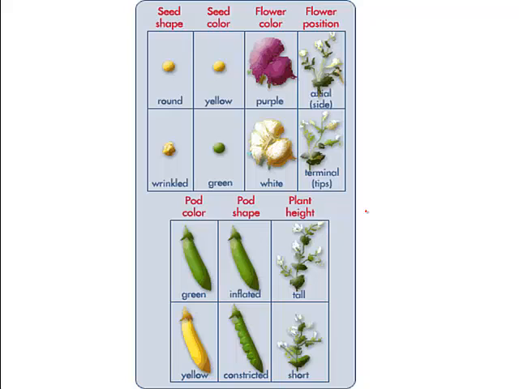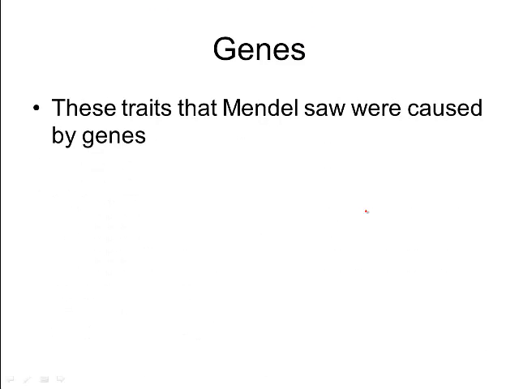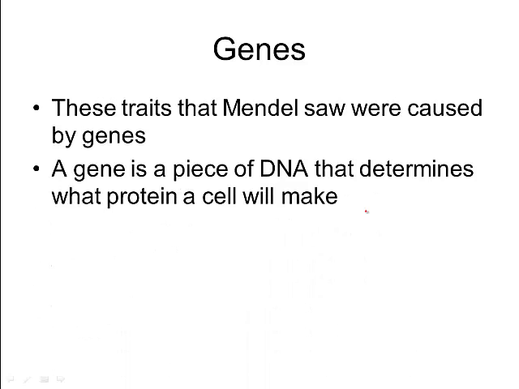Before we start going into experiments, though, we're going to first go over some of the essential vocabulary that you have to know in order to be successful with a genetics unit. Okay, so we're going to start with genes. The traits that Mendel saw were caused by pea plant genes. Now, at the time that Mendel was doing his work in the mid-1800s, nobody really knew anything about DNA or genes. He just knew that there was something that was causing these characteristics to show up. We now know that a gene is actually a piece of DNA, and that piece of DNA is going to determine the protein that the cell will make.